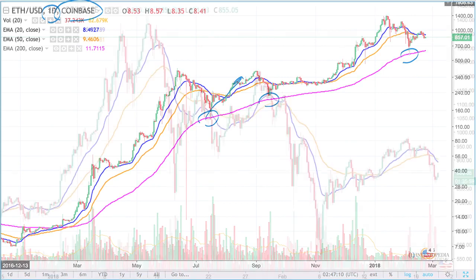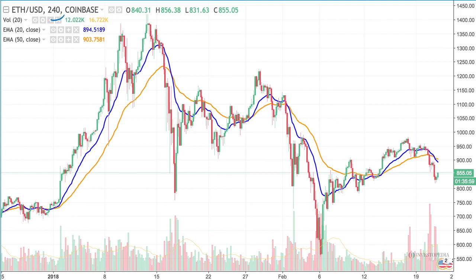Here's another chart of Ethereum versus the US dollar. Now 240 means 240 minutes, or about 4 hours. And this is on the Coinbase exchange. And I'm looking at here the 20-period exponential moving average versus the 50. And I've got a bunch of crosses going on here. I've got a cross of the 20 above the 50 here at a price level of about 750, which took Ethereum up to a price level of 1400, so you saw a double.